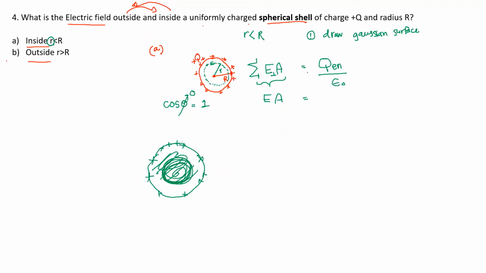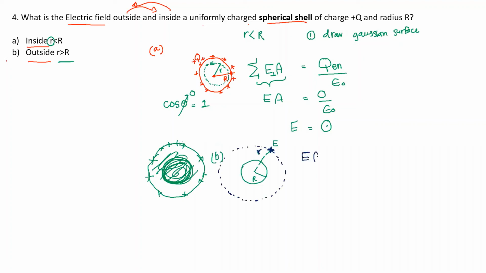What is the enclosed charge? Do we have any charge inside this Gaussian surface? No, right? So 0 over epsilon naught. So your electric field inside it is 0. So now I want you to do the same thing for part B.